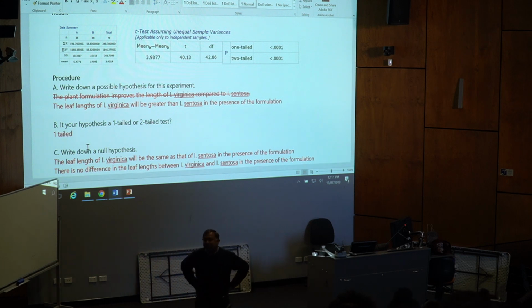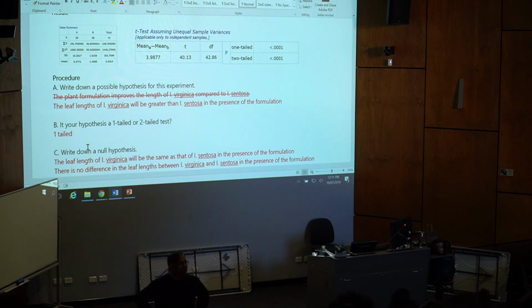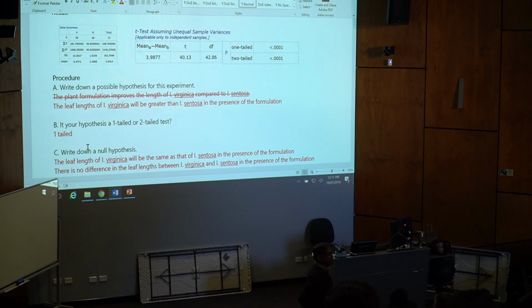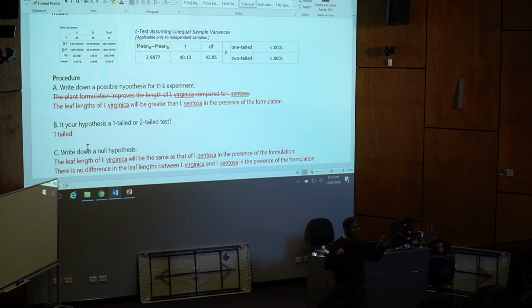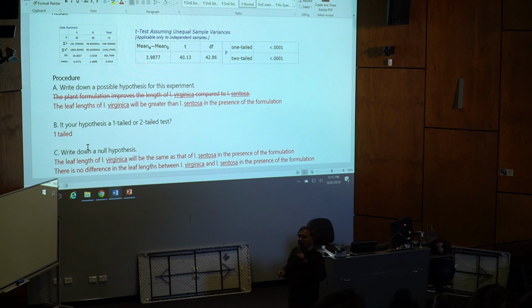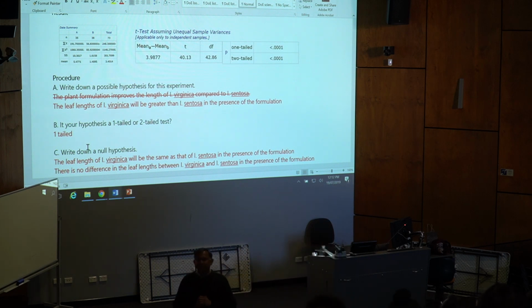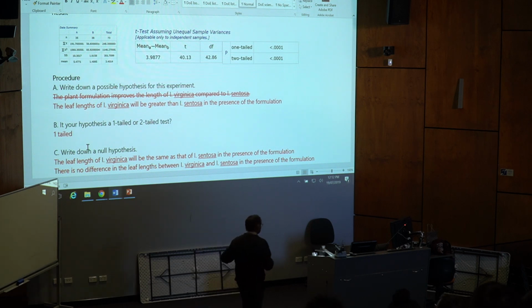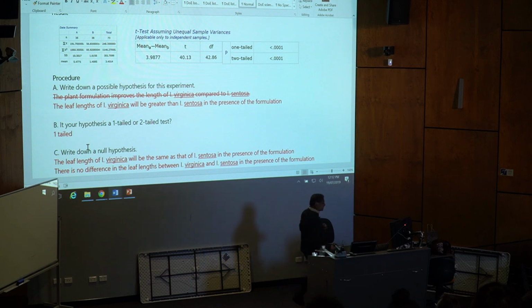Remember, our hypothesis is that the formulation improves or increases the length of Virginica leaves compared to Sentosa. That is going to be our reference point. We are always going to come back to that statement, that Virginica leaves are going to be longer than Sentosa. Let's go back to the results. What do the results say?